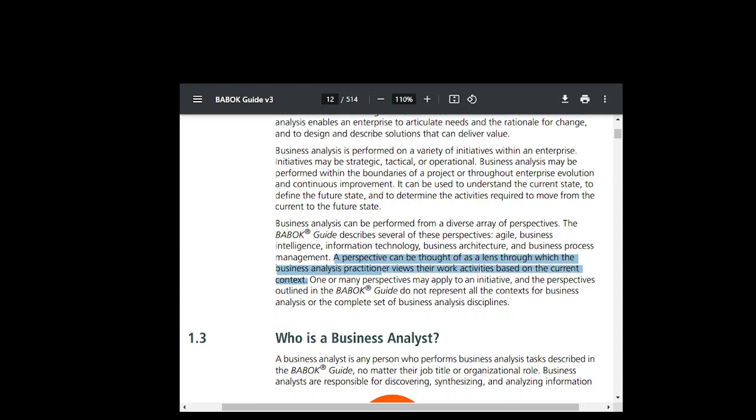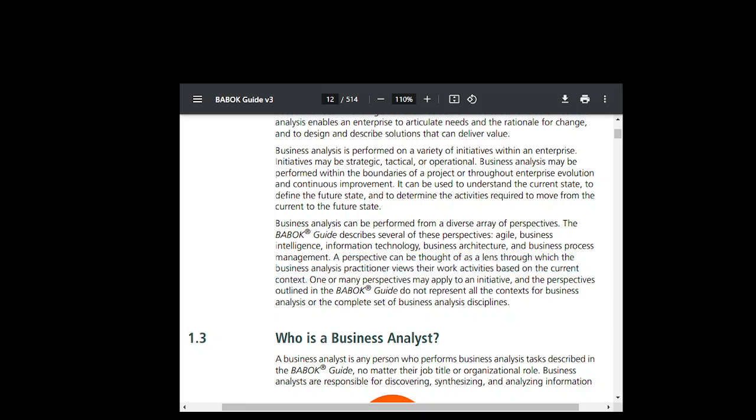a perspective can be thought of as a lens through which, so it is a lens. If I'm working on a project as a business analyst from the agile perspective, I am seeing it through the agile method. I'm working it through the agile method. That means I'm looking at Scrum or Kanban, or I'm bringing up the principles or the practices of whatever perspective I'm working. I'm not taking it out of context.